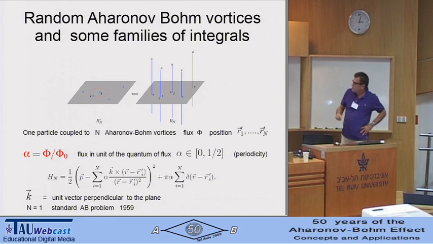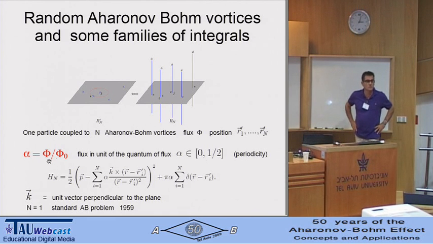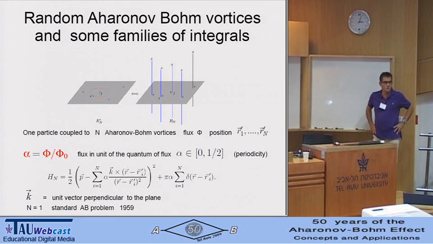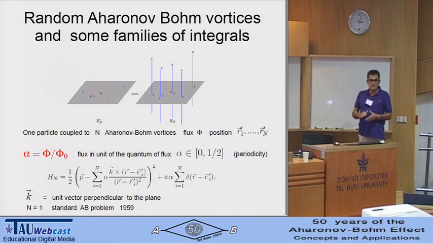So what are the important parameters in this problem? Alpha, which is here. Alpha is the ratio of the flux phi to the quantum of flux of the particle. For reasons that you probably know, the system is periodic with period 1. Alpha equals 0 and alpha equals 1 are the same thing. So we can always reduce the interval of alpha to 0, 1.